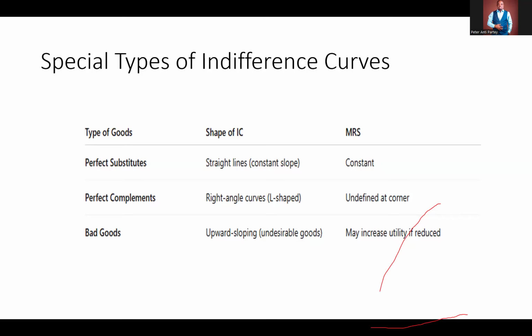Then we have bad goods. Remember the other time I told you about good goods and then bad goods. Okay, and bad goods are upward sloping. So they behave like what? They behave like a supply curve. And we say that their MRS may increase if utility is reduced. So these are special cases under indifference curve.